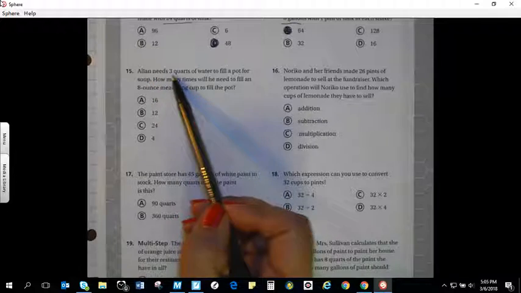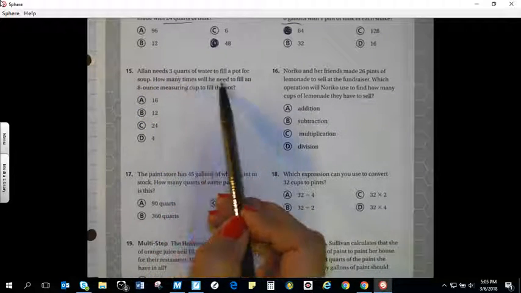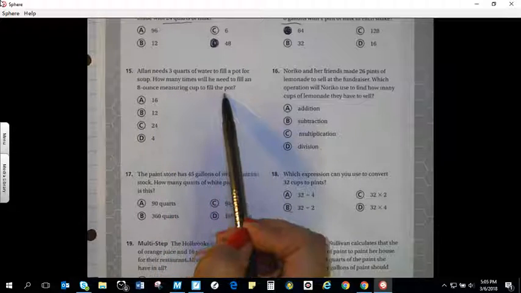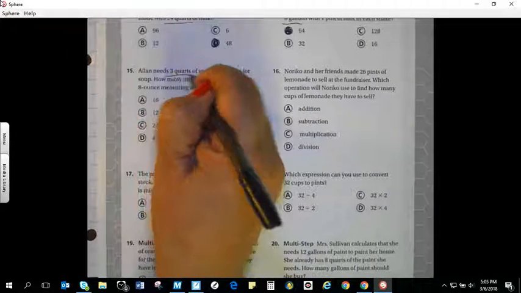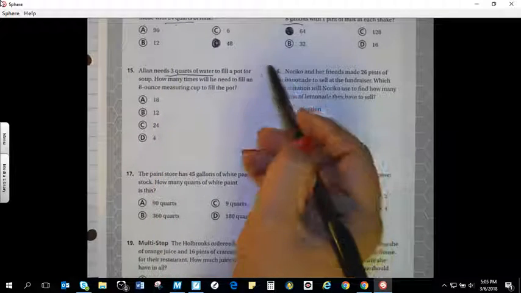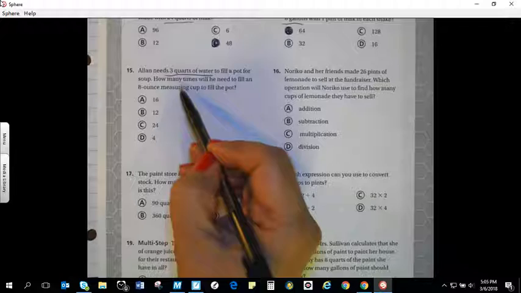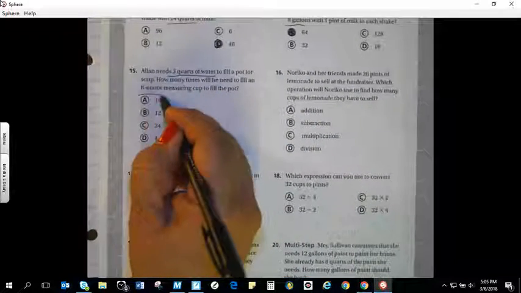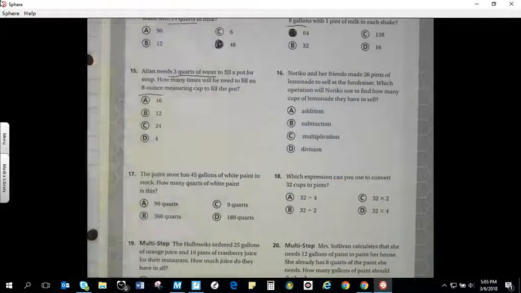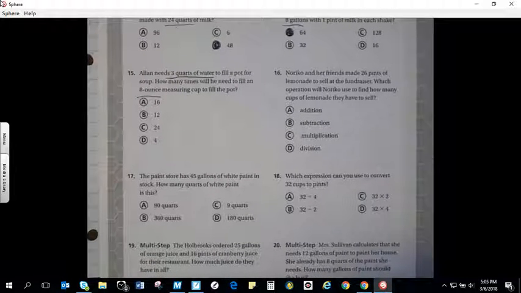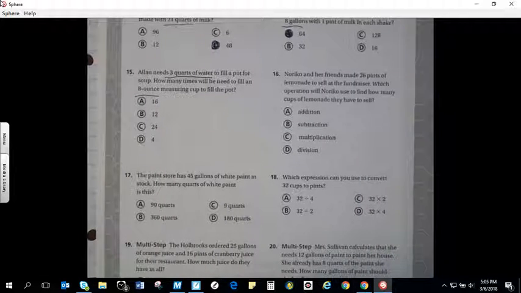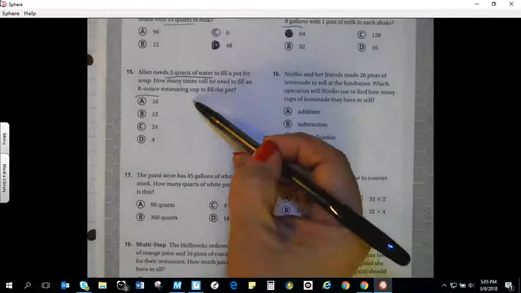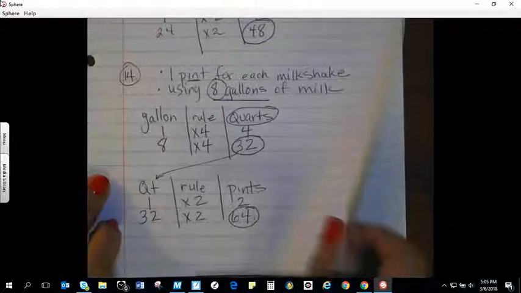Alan needs 3 quarts of water to fill a pot for soup. How many times will he need to fill an 8-ounce measuring cup to fill the pan? All right, so now let's take a look at what he had. He needs 3 quarts of water to fill a pot for soup. We're looking at how many times will he need to fill an 8-ounce measuring cup. All right, so what do you think that we need to do? Again, we need to go from quarts to ounces, right, to fill an 8-ounce cup. So I'm going to flip my page over.